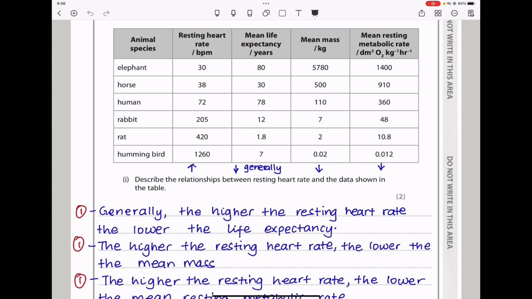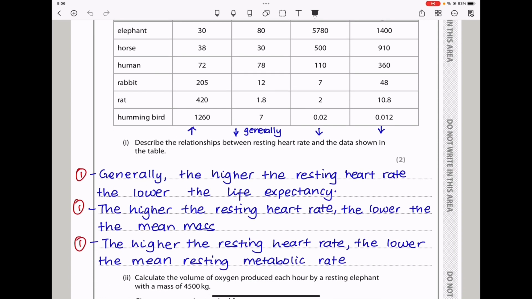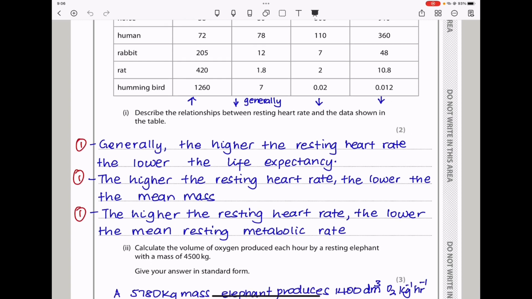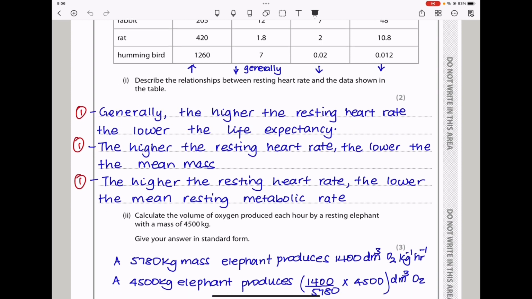So we can see as the resting heart rate increases, the mean life expectancy generally decreases. And as the resting heart rate increases, we see there is going to be a decrease in that and a decrease in that. So I say generally, the higher the resting heart rate, the lower the life expectancy. The higher the resting heart rate, the lower the mean mass, and the higher the resting heart rate, the lower the mean resting metabolic rate. So those were my 3 possible answers.